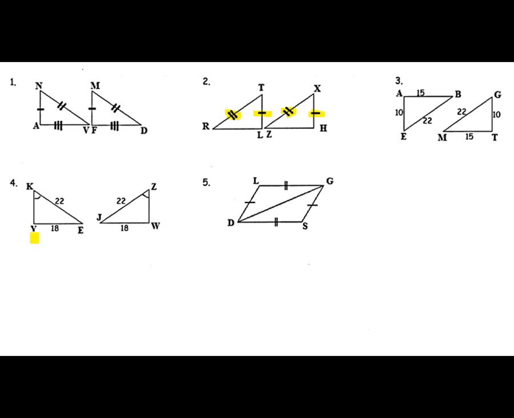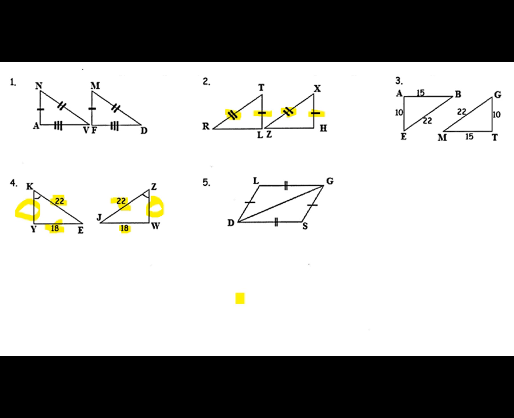How about number 4? Number 4, these are not an example of SSS. We have two pairs of matching sides. The 22 pairs up to 22. The 18 goes with the 18, but we don't know anything about the left side over here and the right side over here. So these two are not an example of SSS.